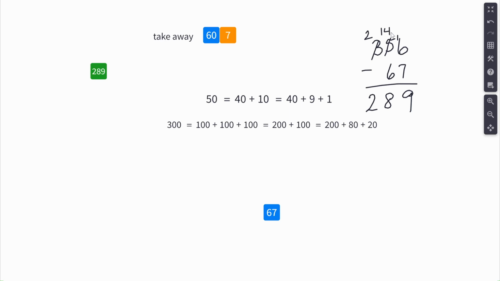So now we had 4 tens, and we needed to take away 6, but I can't take away 6 when there are only 4, so I needed to make some more tens. I broke the 300 into 200 plus 10 tens. So now I had 14 tens, take away 6, that leaves me with 8, and 200 left.